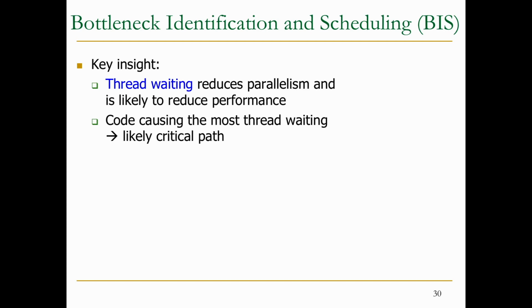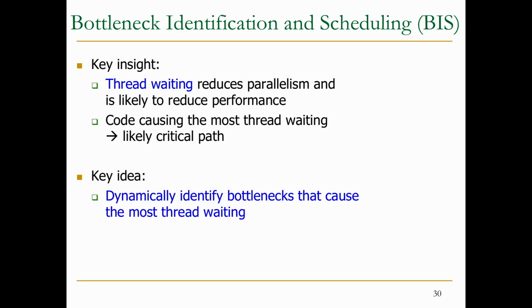Determining the critical path of an application is actually very difficult. It's an NP-complete problem, it turns out. You can actually do studies on it also, especially dynamically. Like, while you're executing, how do you determine what your critical path is? But this is a heuristic to guess what your likely critical path is. And we're going to try to guess that by finding out which code is causing the most thread waiting.